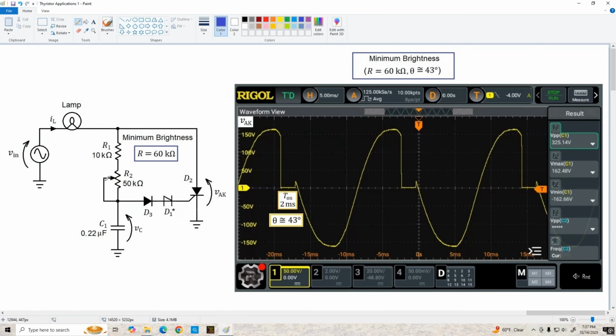Now, as you can see, with a 50K pot in the circuit, we aren't able to reach a high enough resistance to reduce our conduction angle to 0 degrees. We can solve that problem easy enough by simply replacing this with a 100K ohm pot. But for right now, what I'd like to do is show you the circuit in action. We'll actually look at a light bulb, and we'll see the waveforms change as we vary its brightness.